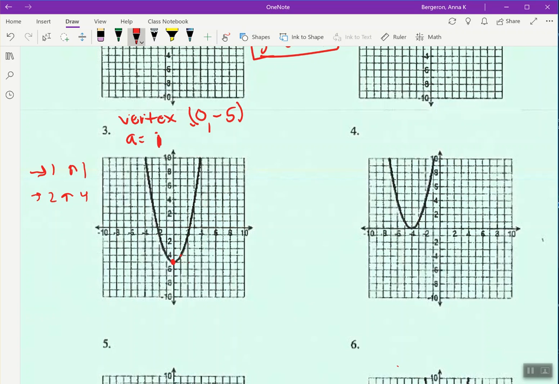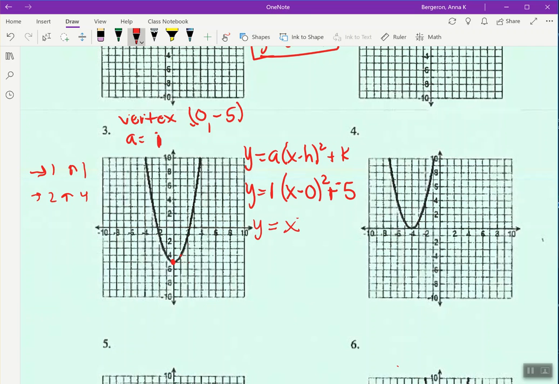So then my vertex form would be, a is 1, so this is 1. The first number is my h value. The second number is my k value. And if you write plus -5, that's the same thing as just writing -5. So when I simplify, I don't need that 1 in the front. I also don't need that 0.